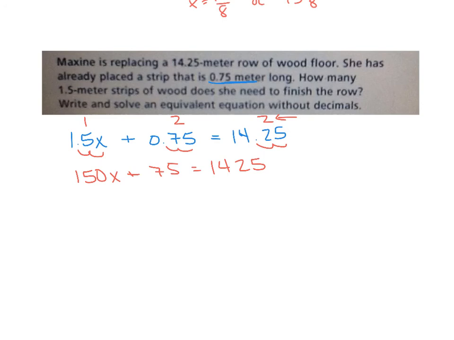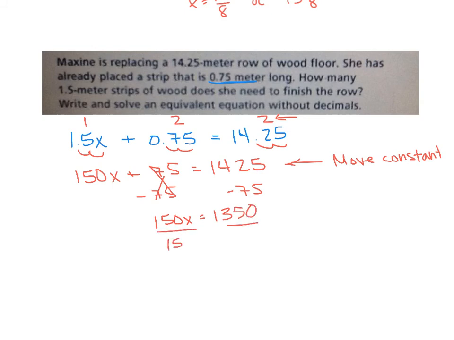So then we just go through, and here we move the constant, which in this case is 75. And it's positive, so we subtract it from both sides. And these cancel, and we get 150x equals 1,350. And then you know from proportions, the next step is to divide by 150. And these cancel, and x equals 9. So she needs 9 more 1.5 meter strips of wood.